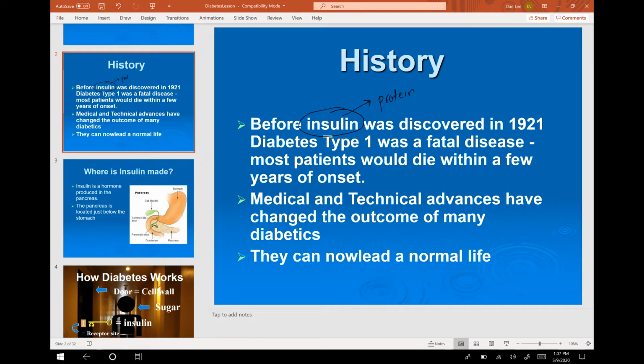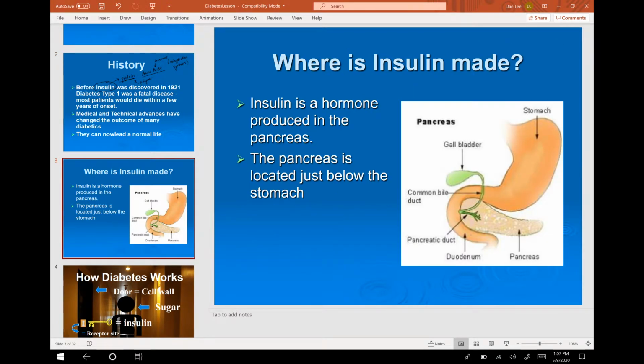And if you can remember about our discussion of proteins, proteins are made up of amino acids, right? So amino acids would be the monomer, and proteins would be the polymer. All right, we use dehydration synthesis to link them together. Just a little recap. Now, where is insulin made? So insulin is a hormone produced in the pancreas.